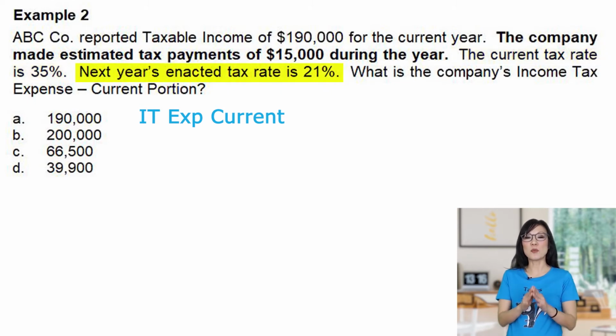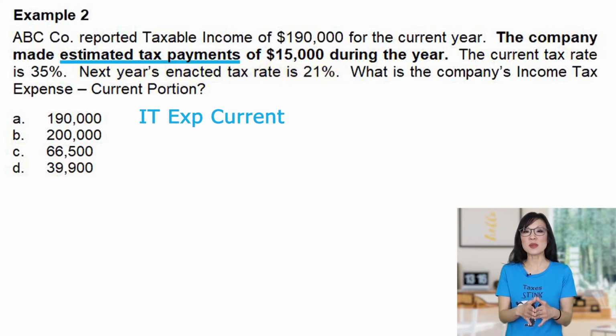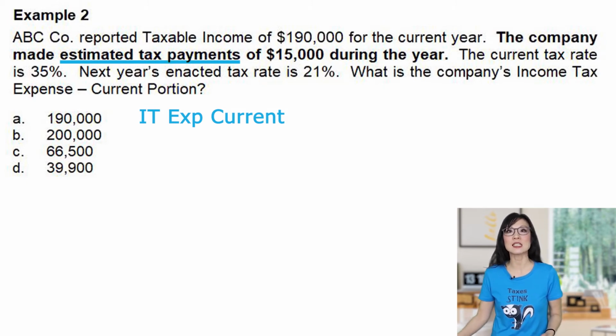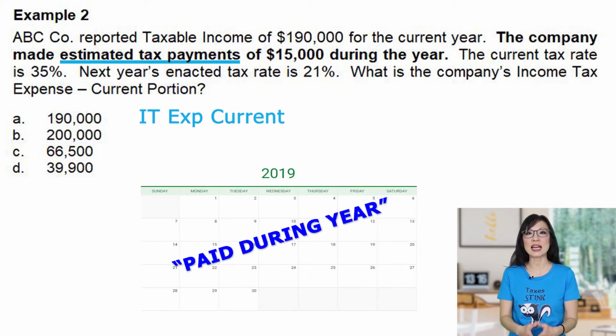There's an added component in this example. Estimated income taxes paid. What's that? Estimated income taxes paid just means that instead of waiting until the end of the year to pay your taxes, you estimated and paid some of your taxes during the year. So if it's year 2019, instead of waiting for December 31st, 2019 to pay your taxes, you paid part of your taxes sometime in 2019.